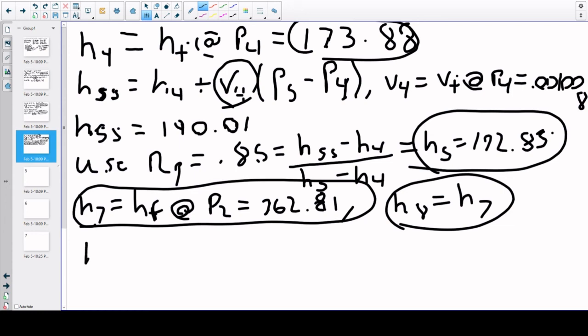And then we move into H6. H6, this is the hard part of most of the questions. It might not be hard, but it's hard to know if it's not said, but we know that H6 is equal to the saturated liquid value at Tsat, which is the saturation temperature, of pressure 2.